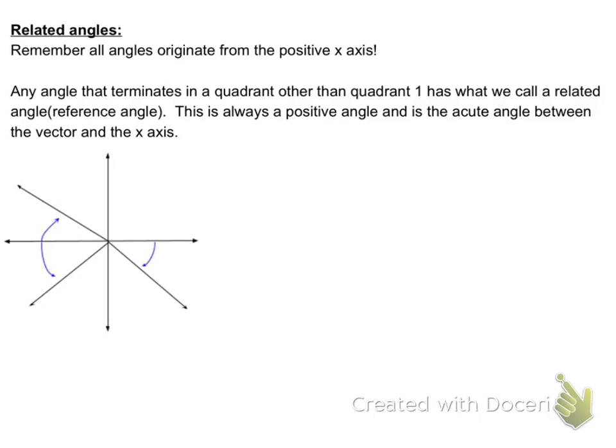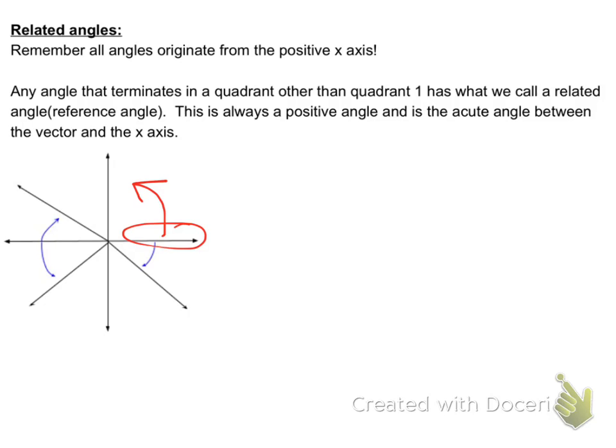All of the others are negative. So when we get to those other quadrants, they call them in this book related angles. And it says, remember, all angles originate from the positive x-axis. So you're always starting here, and rotating in a counterclockwise rotation. Follows the sun from east to west, right?